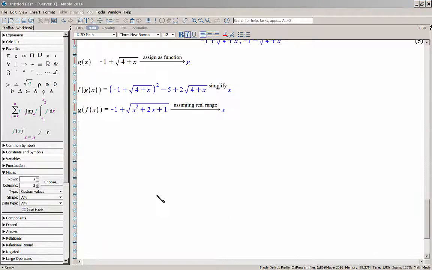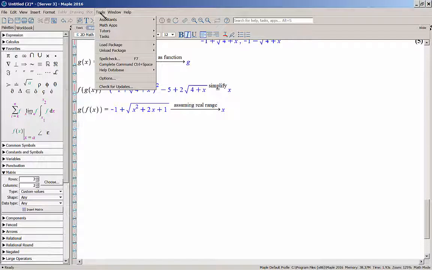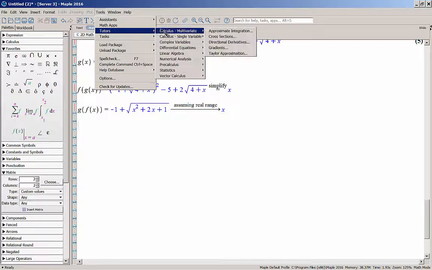Let's look at the relationship of the graph of f to the graph of g more carefully. So we'll make use of one of Maple's tools here.